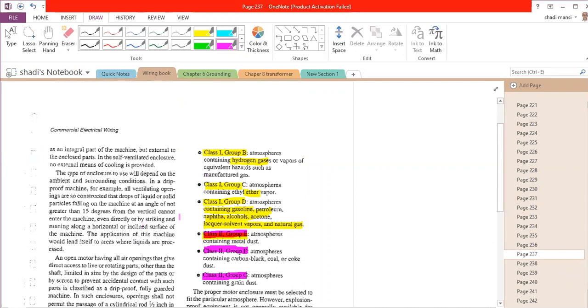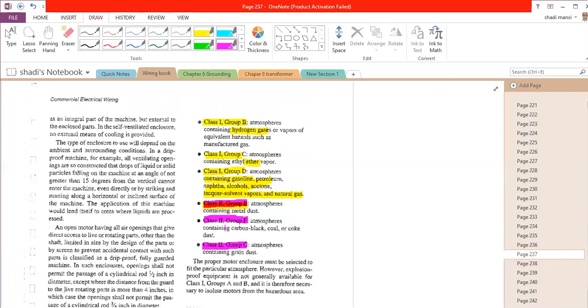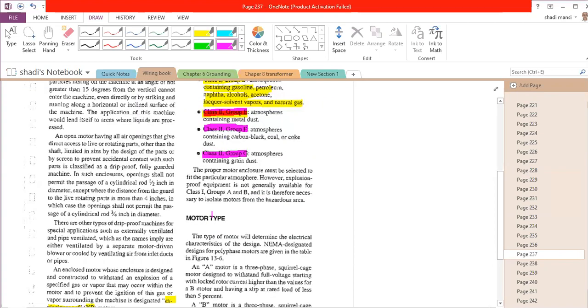Now I'm going to explain the motor types, based on the mechanical specifications of the motor. So we have two types of classification. Classification based on the enclosure and the surrounding environment of the motor, and the second classification, which I'm going to explain now, is motor types based on the mechanical and electrical characteristics of the motor. For example, here I want high starting torque, there lower starting torque, and so on. I'm going to explain it in just a while.